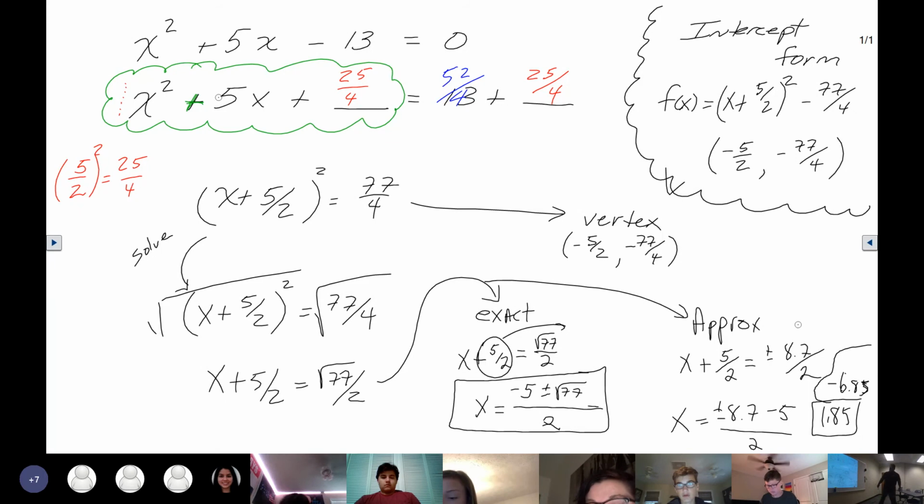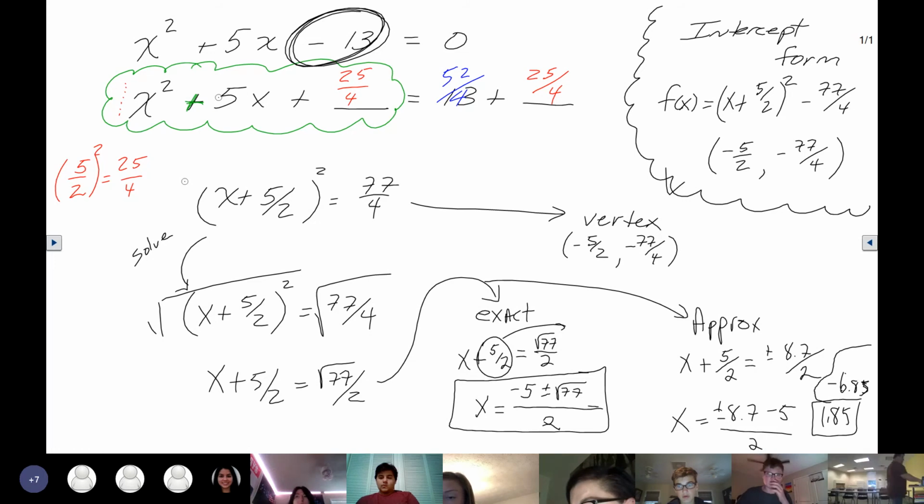Now I want everybody to take your y-intercept right here. Take your y-intercept, your vertex and your 2 x-intercepts and sketch this graph. Go ahead and do that, everybody. You don't have to have graph paper, just.